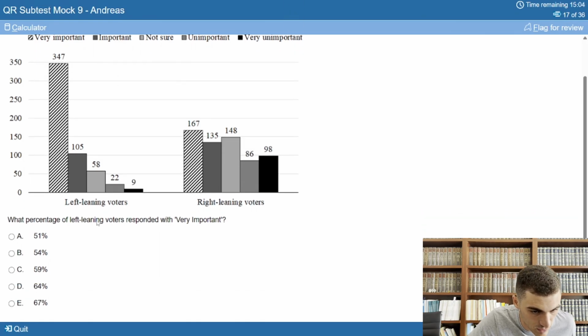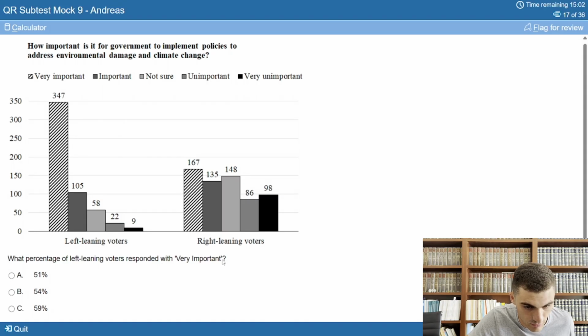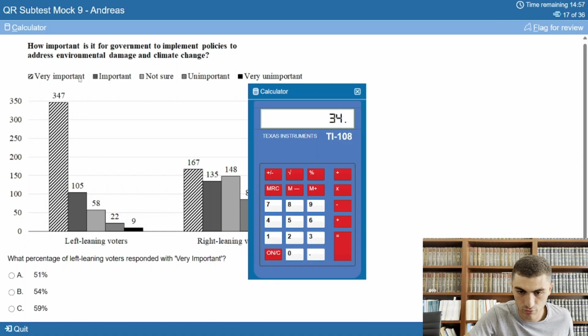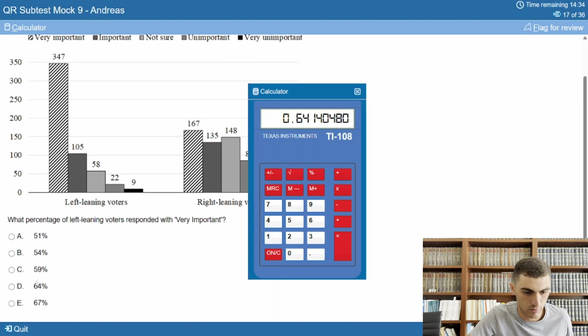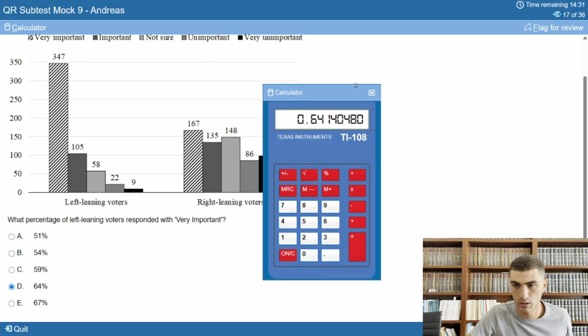What percentage of left-leaning responded with very important? Very important. So we just add them. So 347 times 105 times 58 plus 22 is 80 plus 9, so plus 89. So it's 541. Percent. So 17 is D.